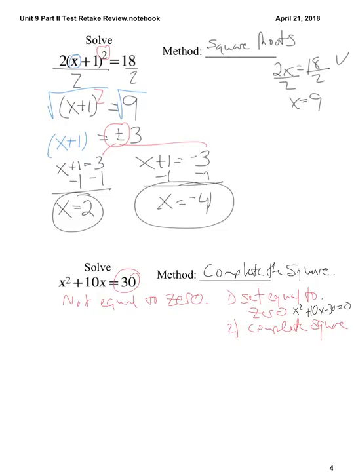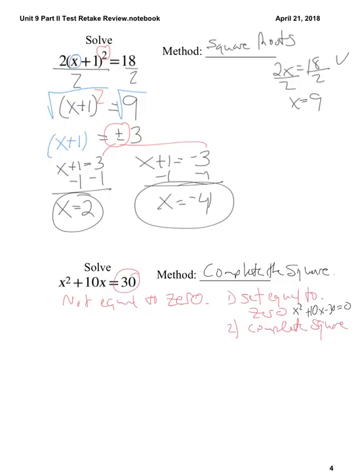My only factors I can think of for 30 are 1 and 30, which are not going to add to 10. 2 and 15, that's going to be a 17 or a 13. 3 and 10 is going to be 7 or 13. And 5 and 6, well, they could add to 11 or add to 1 depending on which ones were negative.